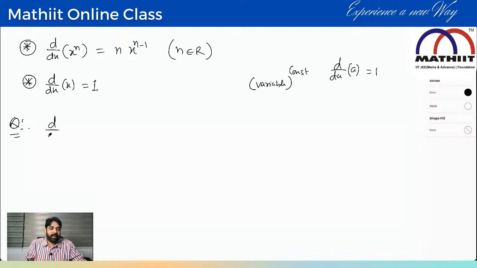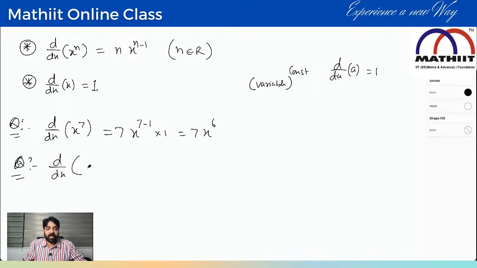Watch it. d by dx of x power 7. What do you say? 7 into x power 7 minus 1 into the differentiation of x. But the differentiation of x with respect to x will be 1, so I'm leaving it out. So the answer will be 7 into x power 6. I hope that's clear to all of you. Next question. I will go a little bit fast. If anybody finds that I'm going fast, please let me know in the chat.